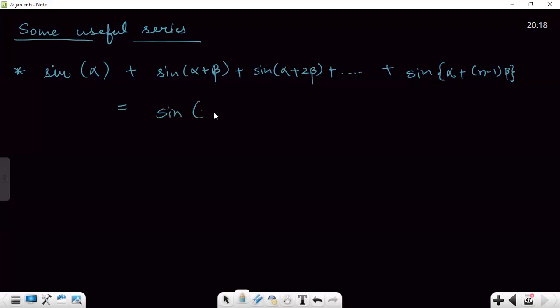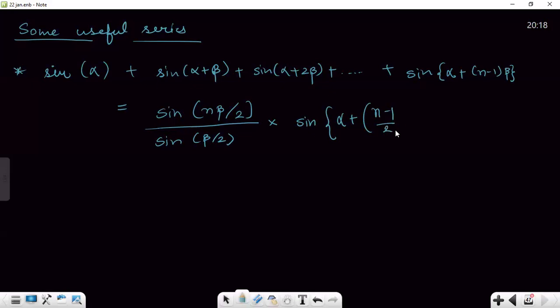Sine of n beta divided by 2, further divided by sine of half of beta, multiplied with sine of alpha plus n minus 1 half into beta. This is important. And using somewhat the same analogy, we can also remember it for the cosine.